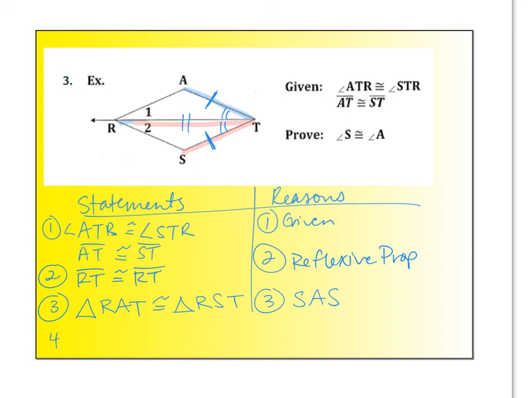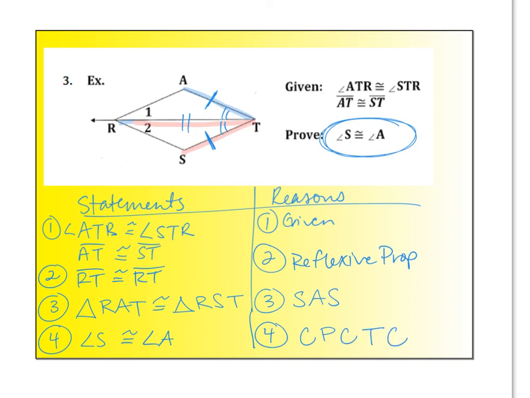And finally, step number 4 is now I can prove that angle S is congruent to angle A. So whatever you're trying to prove will be your last step. Angle S is congruent to angle A. And the reason I know that is because I know the triangles are congruent, and corresponding parts of congruent triangles are congruent. CPCTC. Corresponding parts of congruent triangles are congruent.